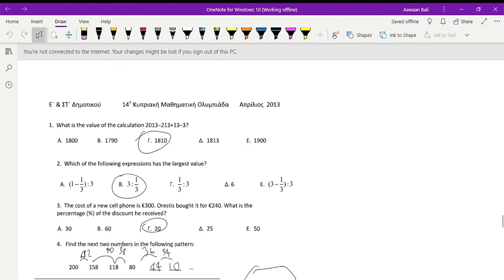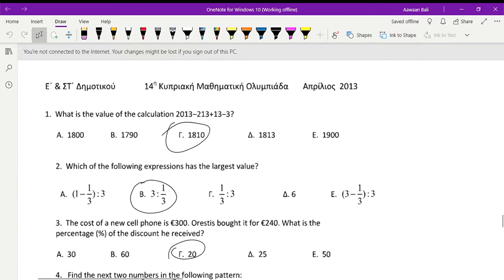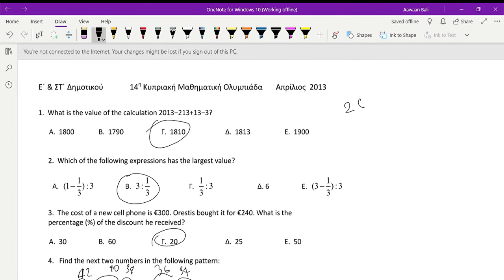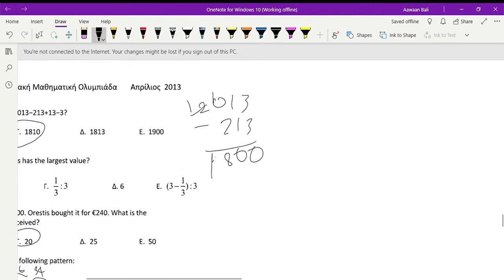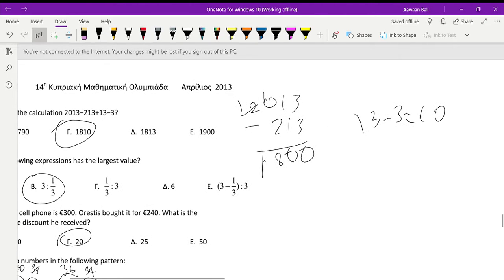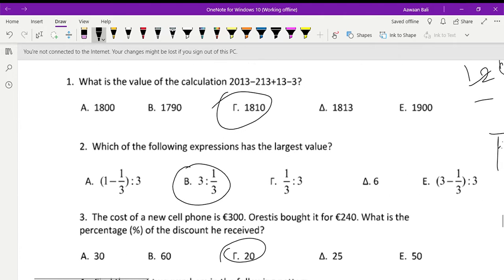So the value of the calculation 2013 minus 213 plus 13 minus 3. Basically, when you have addition and subtraction, you don't have to use BODMAS, so you can directly do it. And 13 minus 3 is 10. So 1,800 plus 10 is 1,810. Therefore, the answer is gamma.